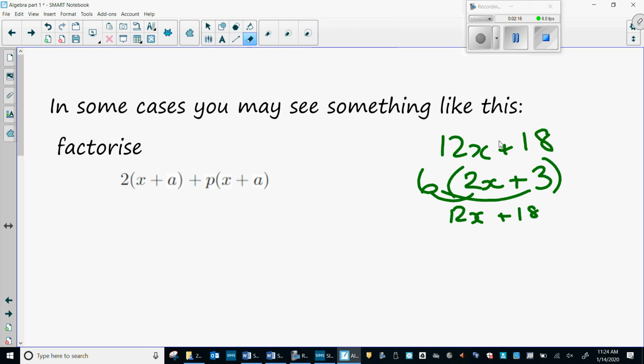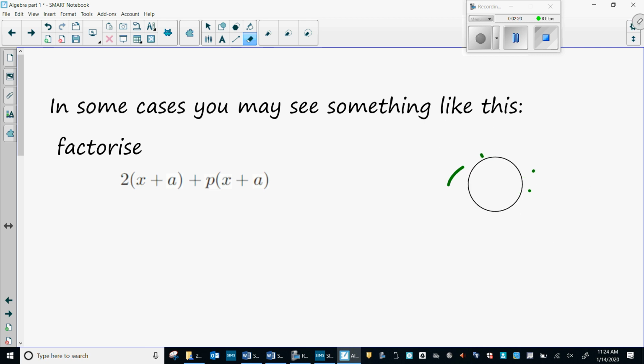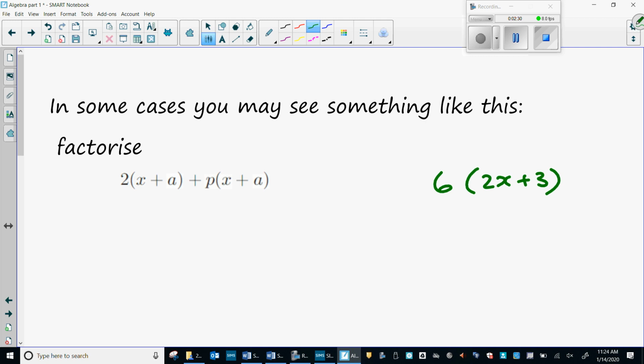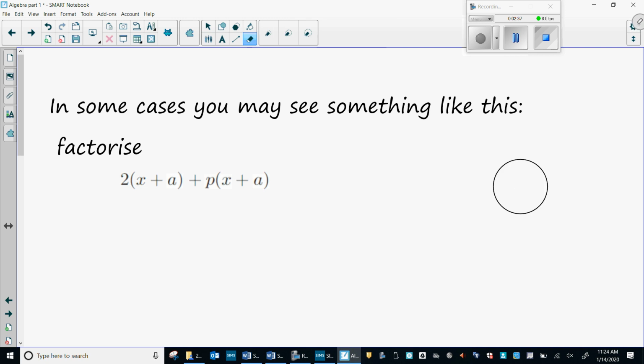Now, Miss Harrison? Yes. But something can go into 6 and 3. I thought you said that if you fully factorise, there won't be anything that you could. The 6 at the front, we had 2x plus 3. Oh, so nothing goes into these two things in the bracket. Okay.